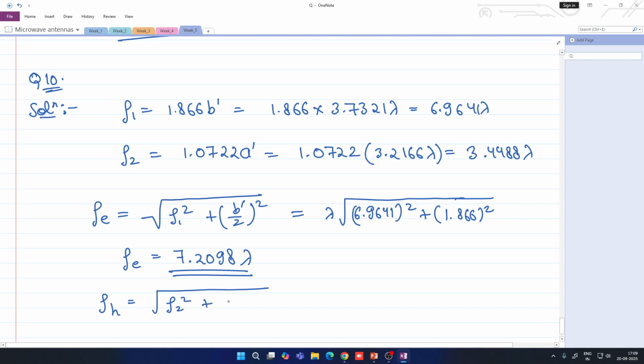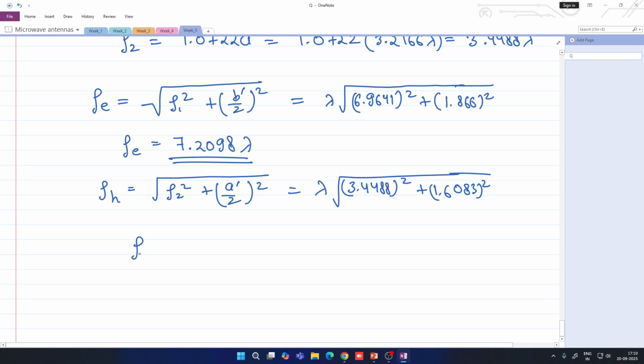And the formula for rho H is under root rho 2 whole square plus a prime by 2 whole square. And similarly we will take the lambda out, because the lambda is there in both of the terms, rho 2 and a prime by 2. So now rho 2 is 3.4488 whole square plus a prime by 2 will be 1.6083 whole square. So when we solve this, we will get rho H as 3.8054 lambda.